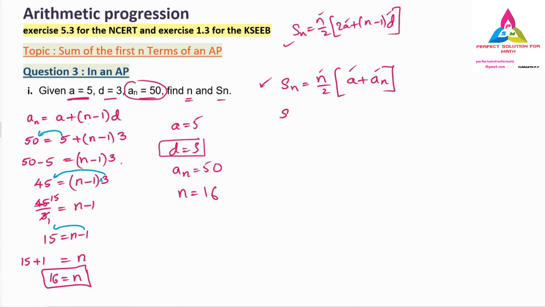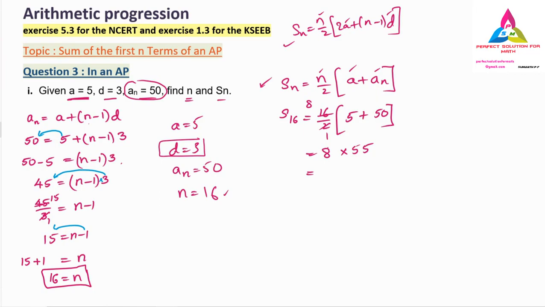Now what is the n value? The n value we already found is 16, so in place of n I have to write 16, so S16 we have to find. So n value 16 by 2 into the first term, which is 5, and the last term they have given as 50. Write it down as it is. So 2 ones are 2, 8 twos are 16. So what is left is 8 into 5 plus 50, which is 55. Now we have to multiply this 8 with the 55.